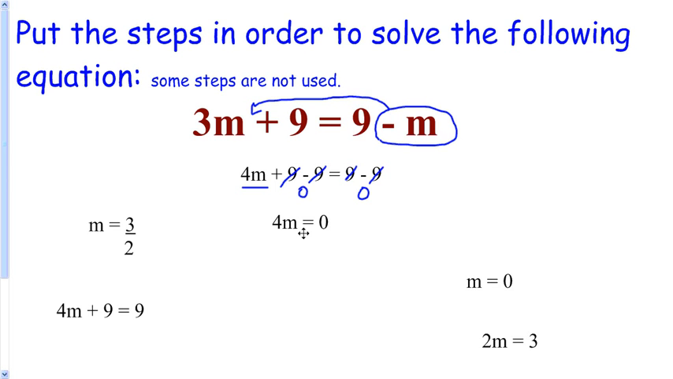Now we need to get rid of the 4. So we can do that by dividing both sides by 4. And so we can just get here finally the last step, m is equal to 0.